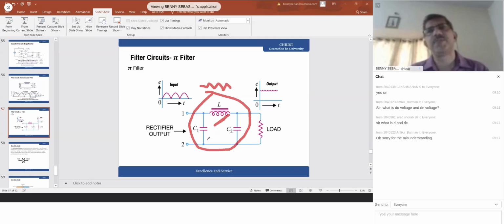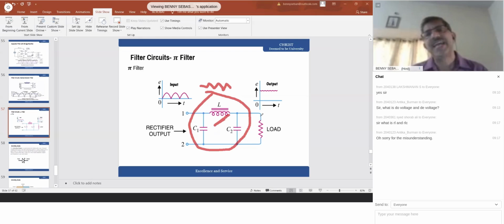Scientists always think about the practical aspect. You can easily remember pi filter. You don't have to remember such a big name, like a capacitor, then an inductor or a resistance there, and another capacitor. When you think about the structure, the name is very good, like pi filter. It's in the form of the letter pi.